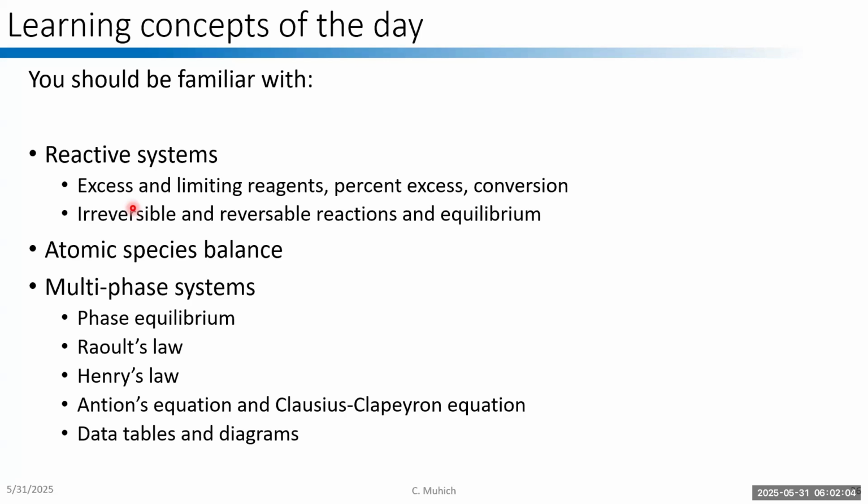We also then talked about multi-phase systems, so how we can use information about phase equilibria to determine speciation in various systems that are at equilibrium, and then we can use that to solve mass balances and mole balances. We provided four or five different ways of doing that: phase equilibrium tables or diagrams, Raoult's law, Henry's law, and then Antoine's equation and the Clapeyron equation.